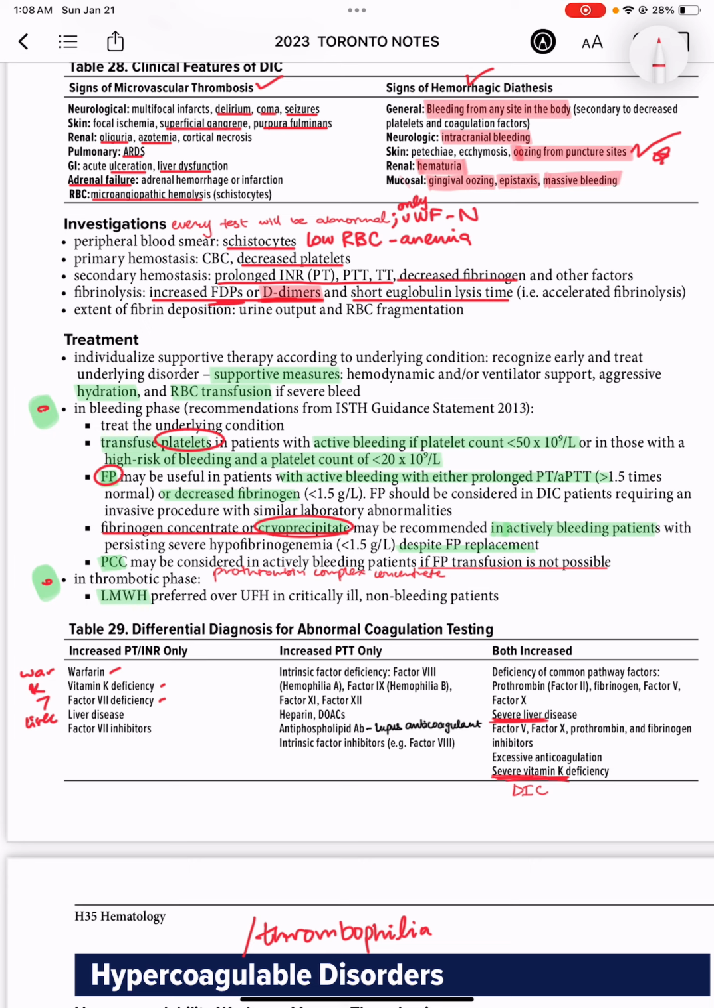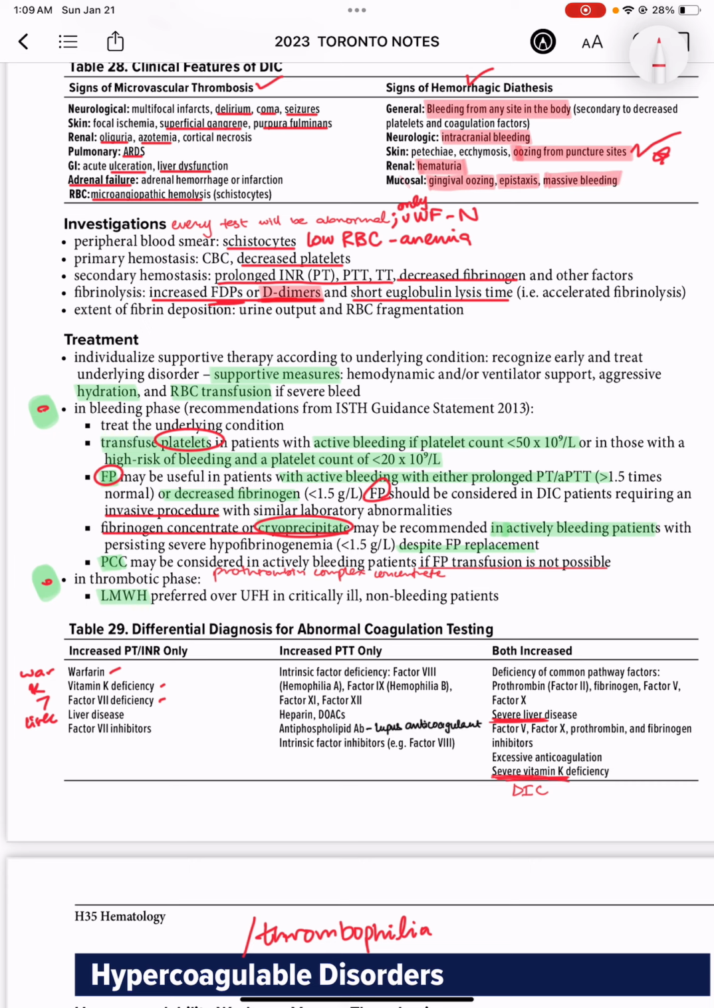And then we can also give frozen plasma in patients with active bleeding with either prolonged PT or APTT or decreased fibrinogen. So any abnormality, if shown there is prolonged PTT or decreased fibrinogen, and there is active bleeding going on, we can give frozen plasma too. And the patients of DIC who require any invasive procedure, we can give frozen plasma to them too. So frozen plasma to the patients who require an invasive procedure.